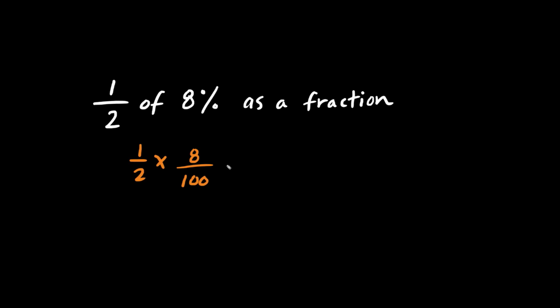Let's just simplify. We can divide 8 and 2 diagonally by 2, so we have 4 and 1. 1 times 1 is 1, so our answer now is 4 over 100. Now let's divide top and bottom by 4. 4 divided by 4 is 1, and 100 divided by 4 is 25. So this here is our final reduced fraction.